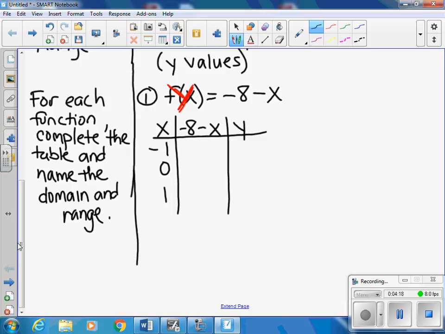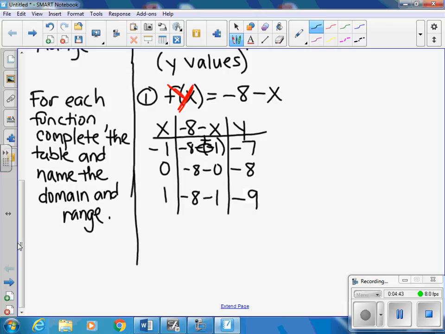All right, now be very careful with your signs on this one, because this is where students tend to mess up. It's -8 minus -1. You'll notice that you just created double signs right here, so that turns into a plus. -8 plus 1 makes -7 when it comes out. Then we do -8 minus 0, which is just -8, and we do -8 minus 1, which is -9. So there's our completed table.